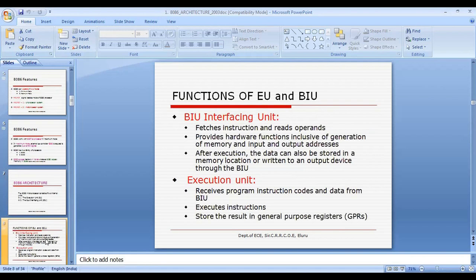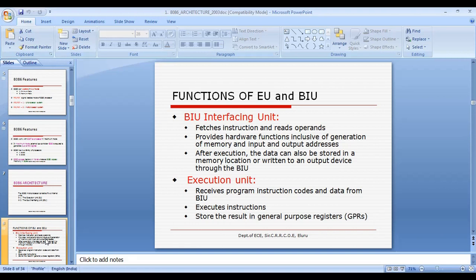The bus interfacing unit fetches the instruction codes and data from the memory or IO devices. And then it executes the instructions, and after executing those instructions, the result will be stored in the memory location, or the result can be sent to the output device.